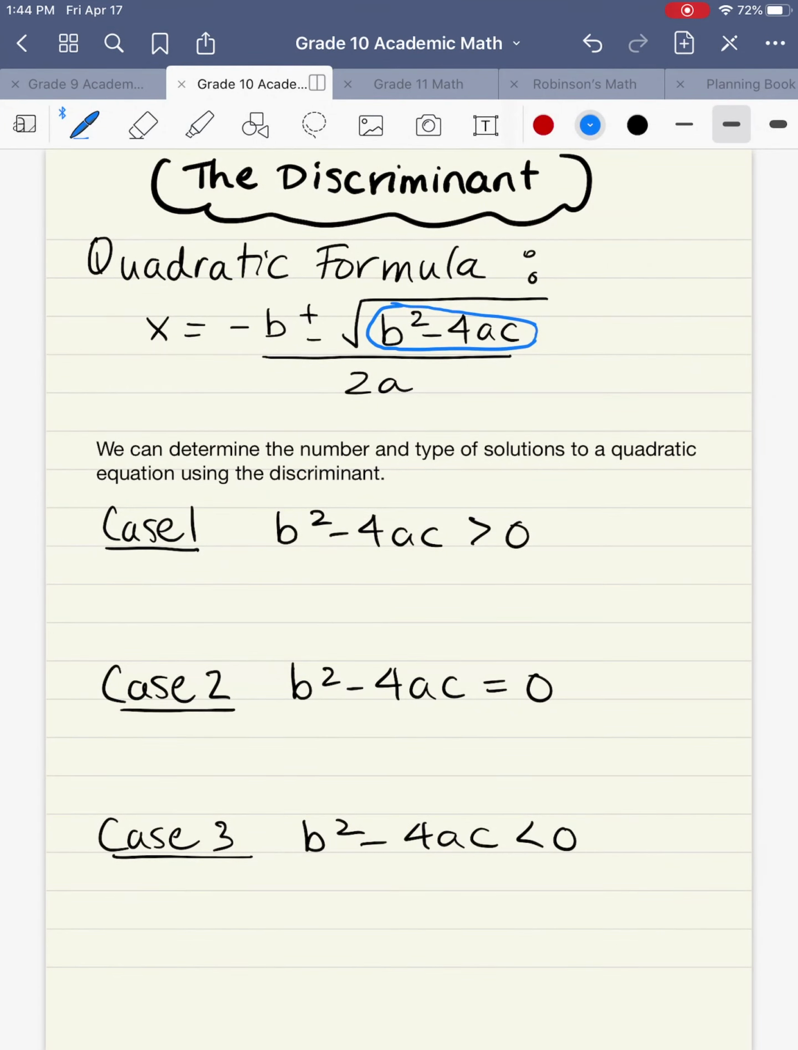Today we're going to look at the discriminant. The discriminant is actually a component of the quadratic formula. So let's just remember that the quadratic formula is x is equal to negative b plus or minus the square root of b squared minus 4ac, all divided by 2 times a. This part here circled in blue is the discriminant.